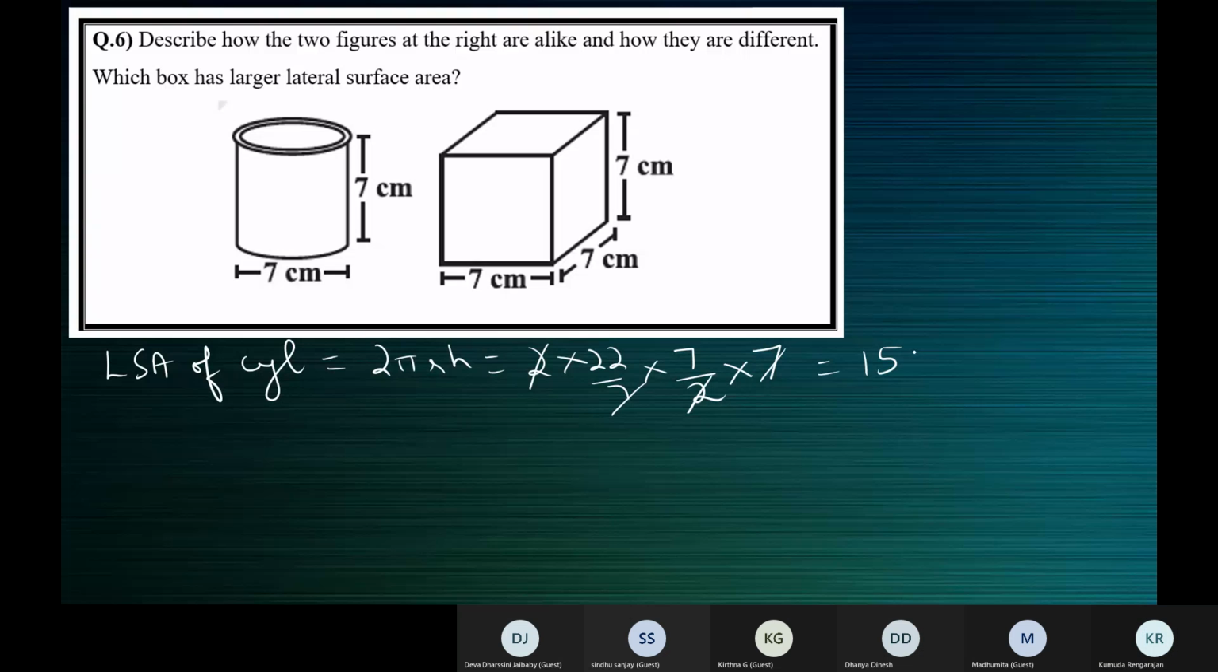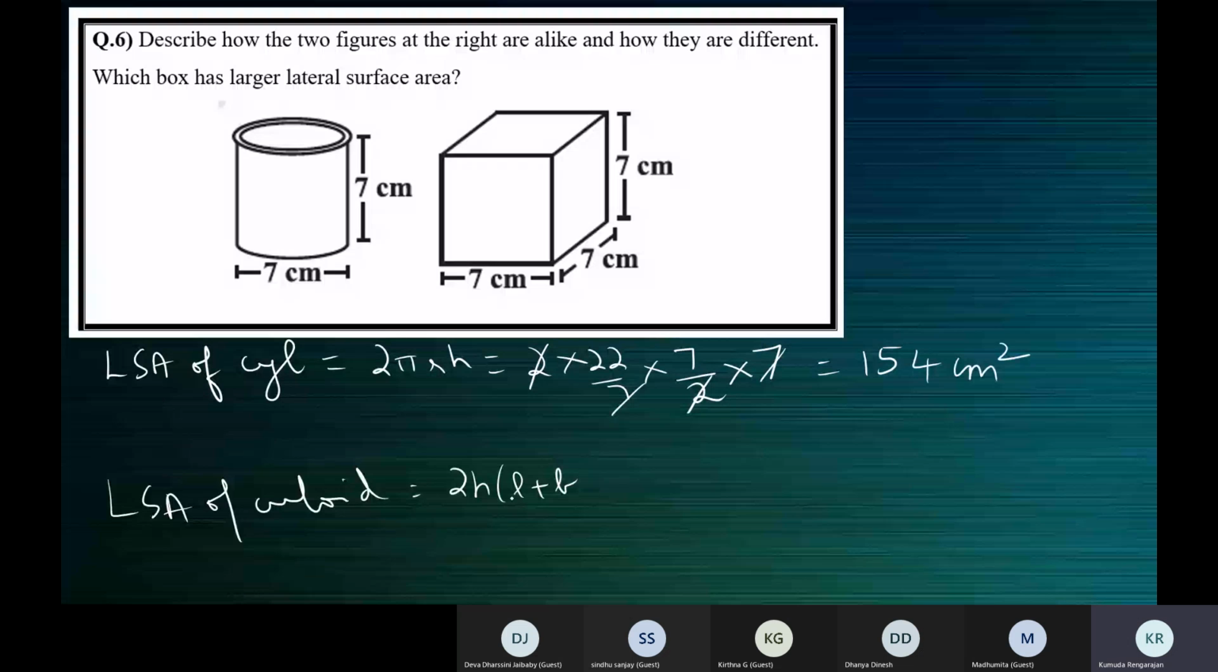Area is equal to 2h into L plus B. Oh, this is a cube, right? It's not a cuboid. I think I've been saying cuboid all the while. It's a cube, children. A cube also has 8 corners. I think I wrote cuboid earlier, children.